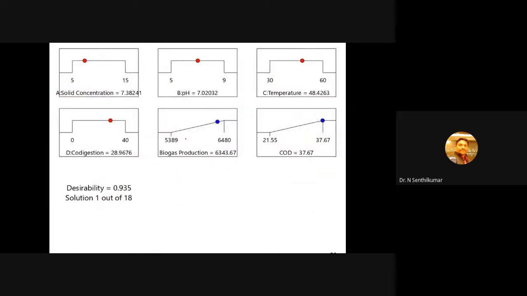So here you can see maximization. So from lower value to upper value. And this is also chemical oxygen demand maximization. Okay. So you can have this thing.